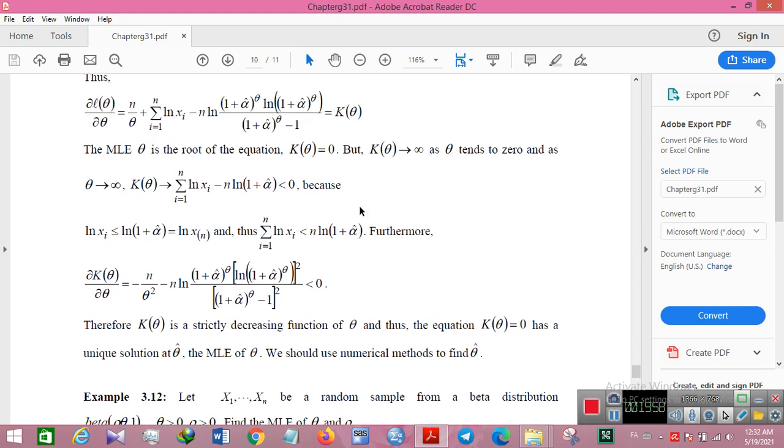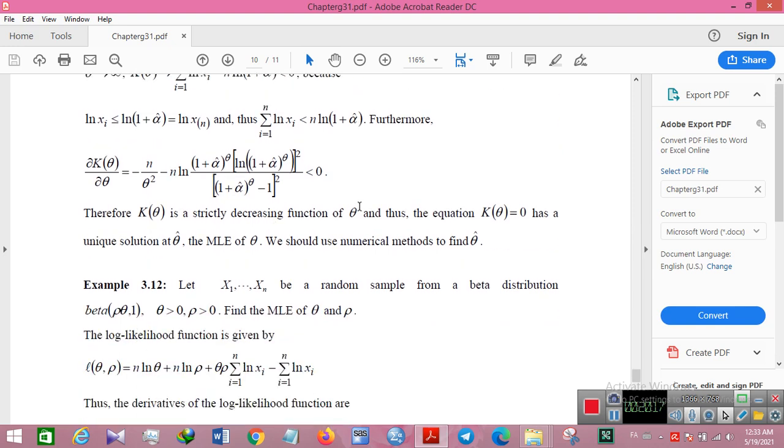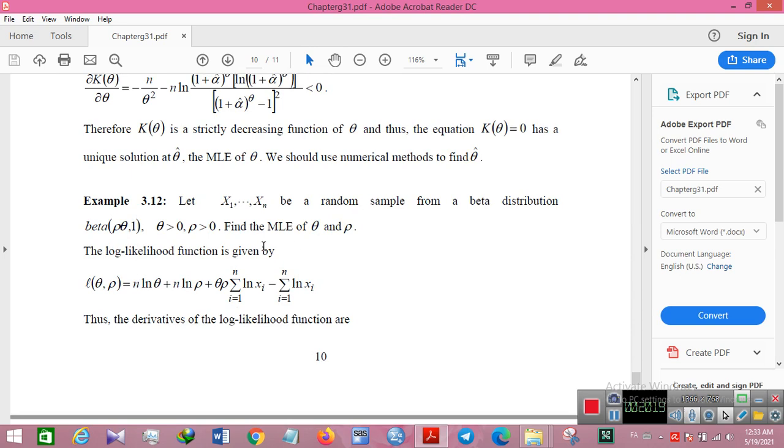We only prove that the equation chi theta equals 0 has a unique solution, because when you want to use a numerical method, we must be sure that this equation has a solution, and then we use the numerical methods.